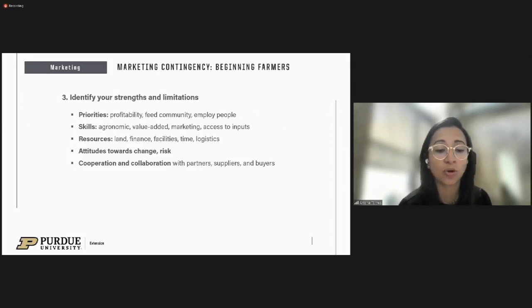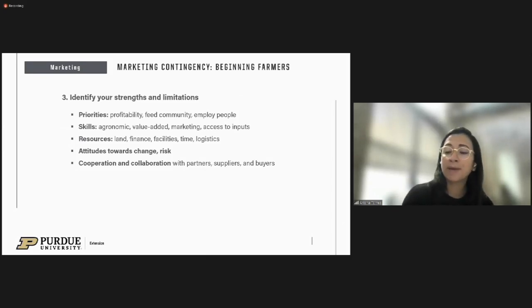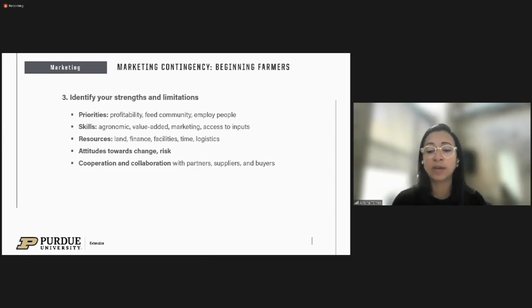One of the things is that when you survey the market and contact these buyers, you're probably going to realize that what you were thinking you want to grow or sell is slightly different from what is needed in the market. Or you may have to adopt some things, like increasing cover crops or no-till. You need to understand whether you are willing to do that. And as I was saying before, can you cooperate and collaborate with partners, suppliers, and buyers? What are the opportunities that exist? Those may come from farmer field days or any farmer conference that you may want to attend.